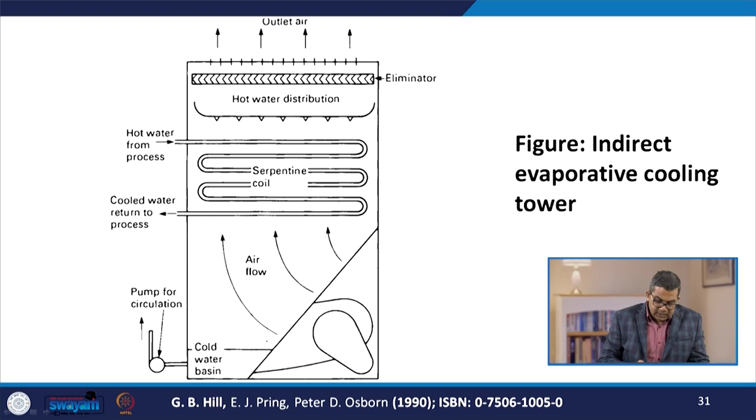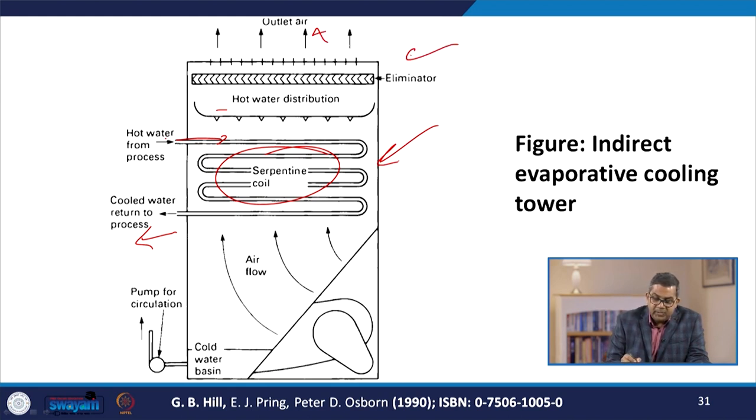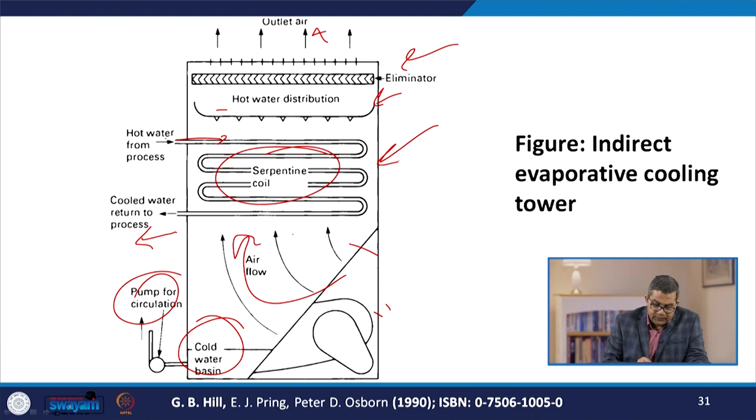Here you see that all these things are as usual. Here you are circulating the hot water from the process and you are getting the cold water returned to the process. And as we were discussing the serpentine coil, here these are the serpentine coils. And you see all these things like outlet air, eliminator, hot water distribution, as per the basic theory. Here you see this is a cold water basin and pump for circulation, and this is the air flow.